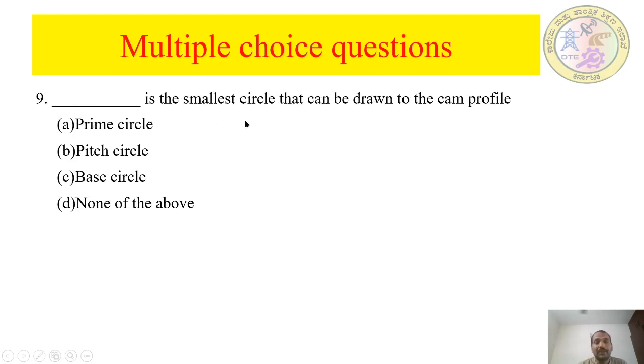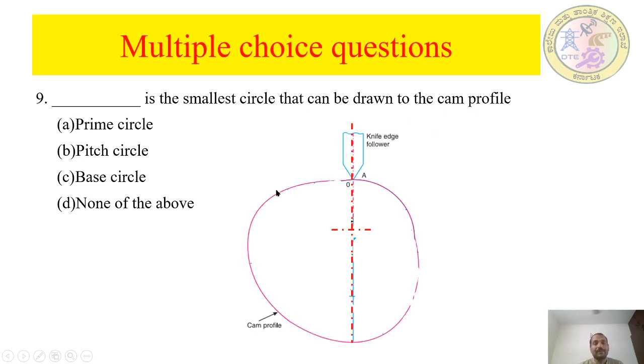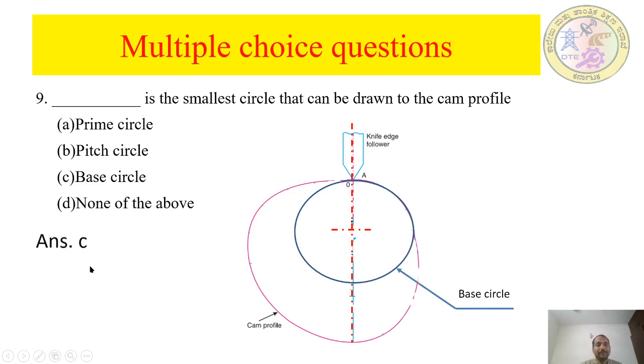Dash is the smallest circle that can be drawn to the cam profile. So we know the base circle is the smallest circle that can be drawn to the cam profile from the center of the cam. So answer is C, base circle.